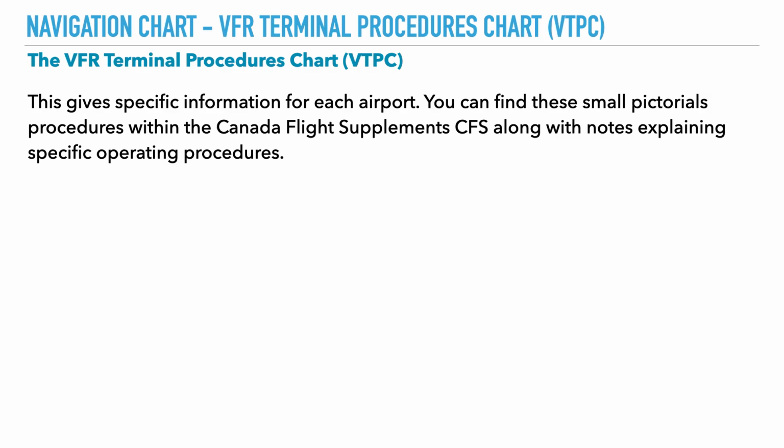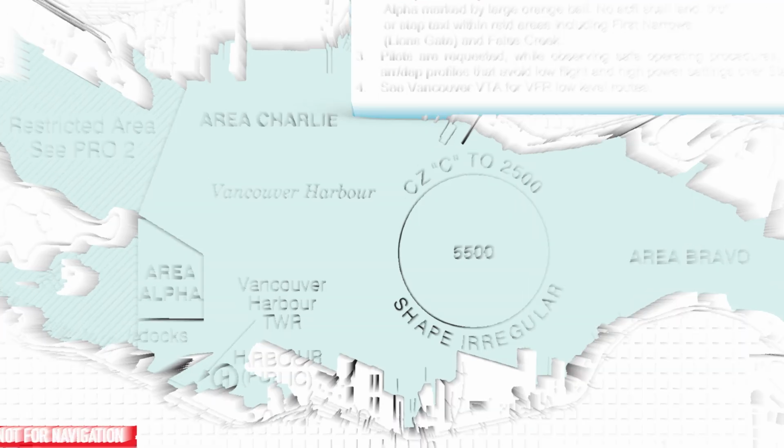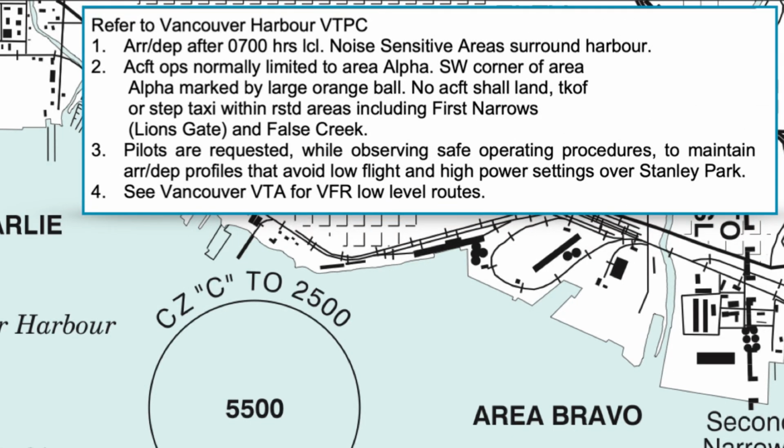This covers a very small area and gives specific information for densely populated areas, so as to avoid colliding with other airplanes. You can find these small pictorial procedures within the Canada Flight Supplement, CFS, along with notes explaining specific operating procedures. In this example, we have the Vancouver VTPC with 4 additional rules to follow when flying over the Vancouver Harbour.